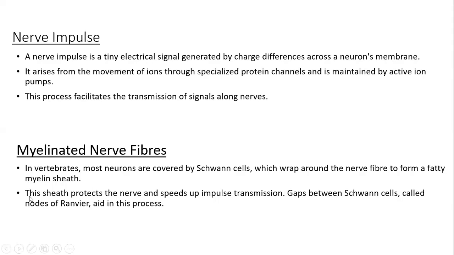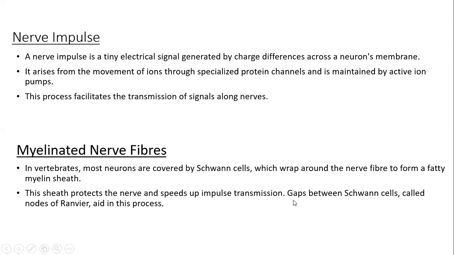Right. So you have to know that vertebrates are going to have this myelin sheath, wrapping around the nerve fibers. What is the importance of the myelin sheath? Why is there a myelin sheath? You know, right? We have discussed. So this sheath is going to protect the nerve and speed up the impulse transmission.